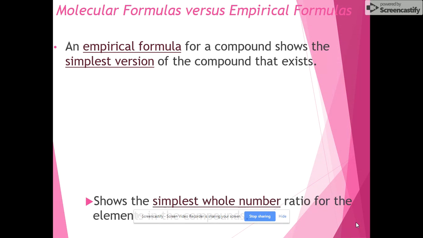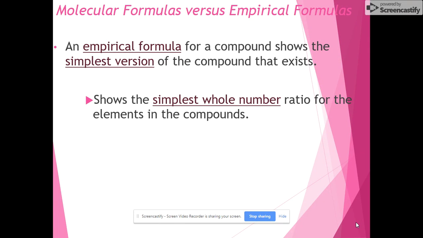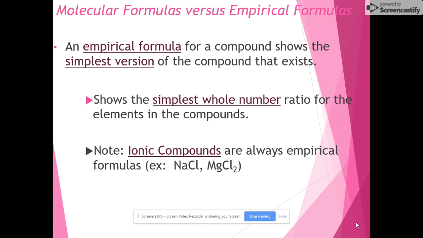So, building on what we talked about in our previous lesson with empirical molecular formula, quick review. Empirical formula again shows the compound in its simplest version, the simplest whole number ratios that the elements in that compound can exist, whereas the molecular formula shows you the actual number of atoms of each element. Just a quick note that ionic compounds are always empirical, just because they only have one possible combination because they form from the transfer of electrons.